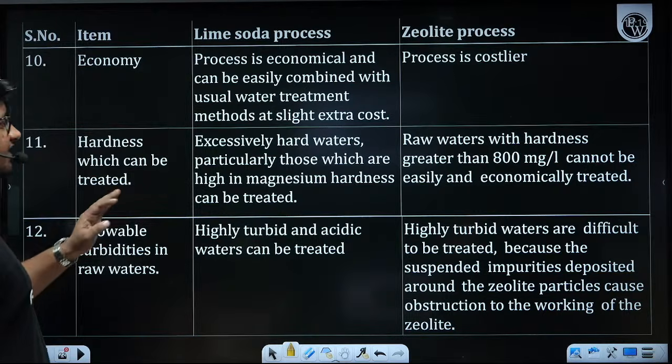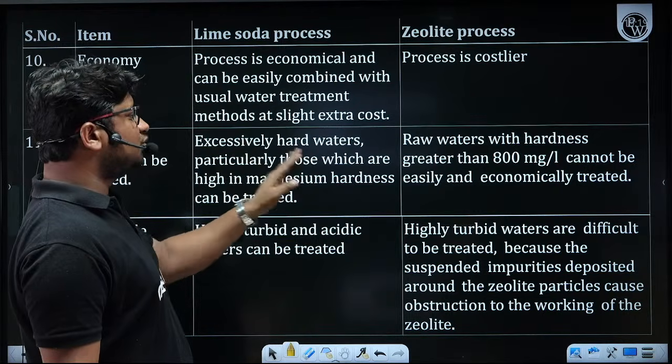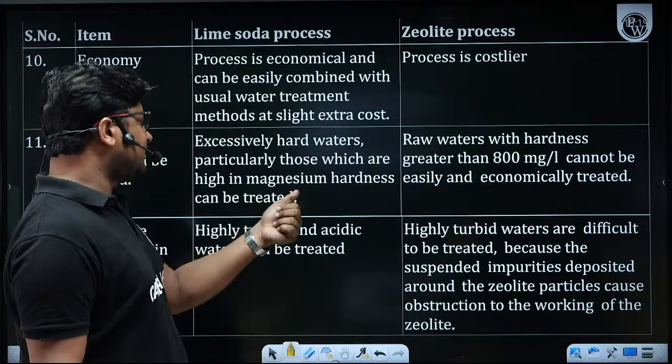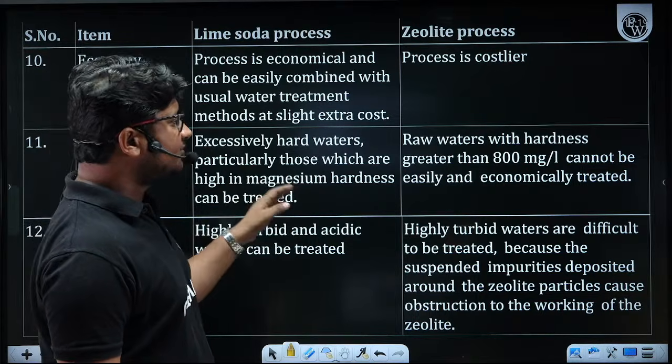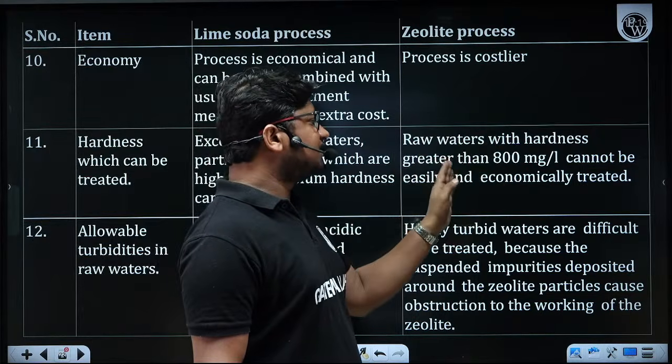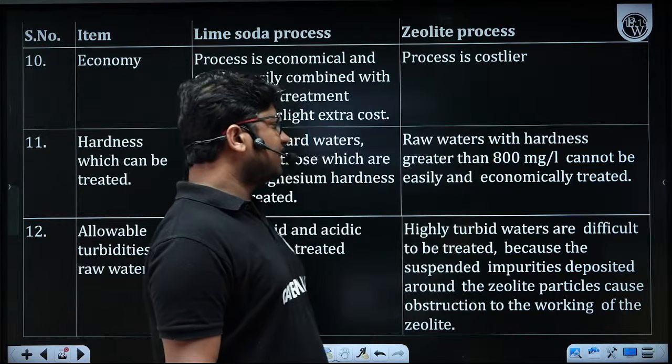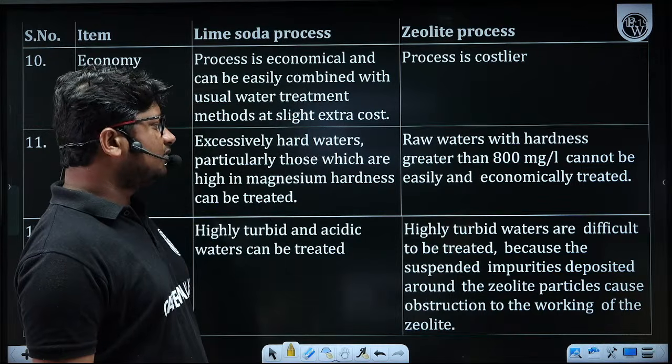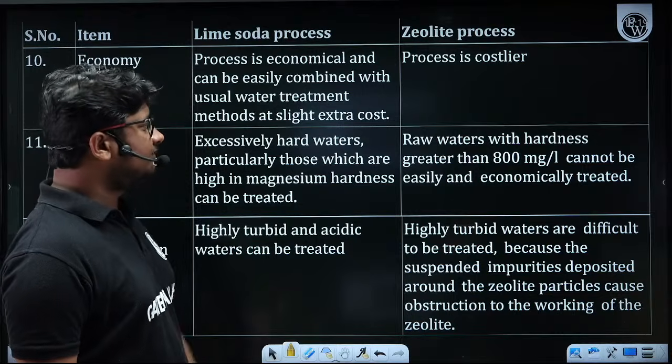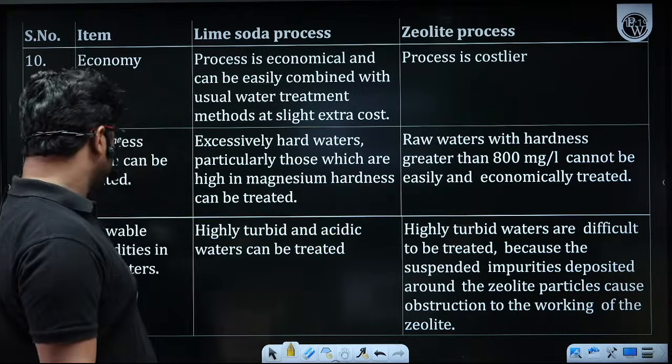Hardness which can be treated. Excessively hard water, particularly water high in magnesium hardness, can be treated in the lime soda process. Raw water with a hardness greater than 800 milligram per liter cannot be easily and economically treated in the zeolite process.